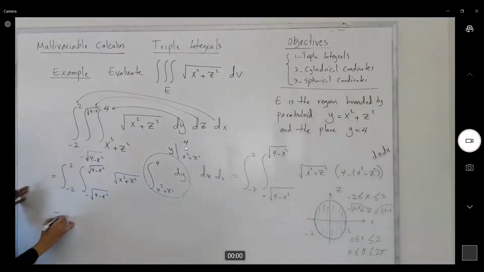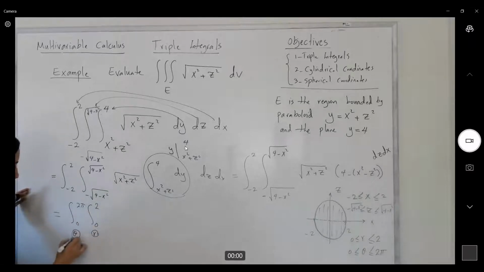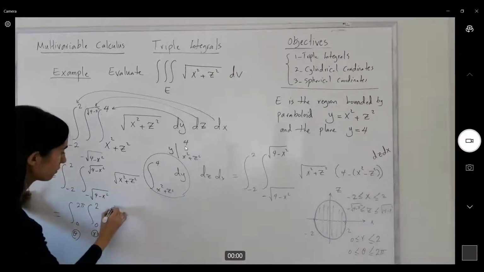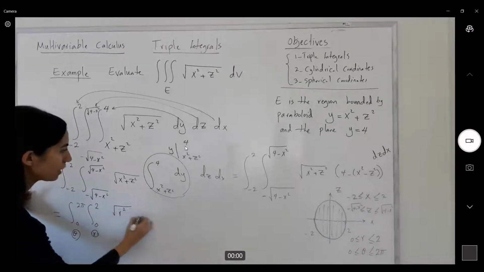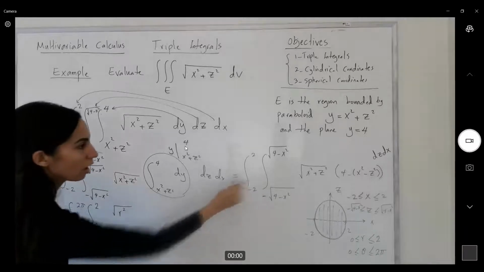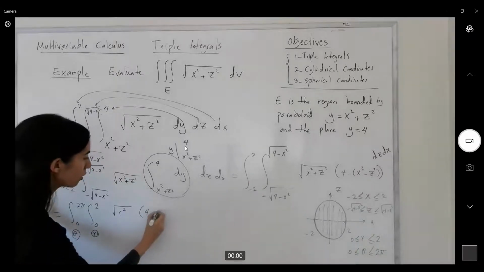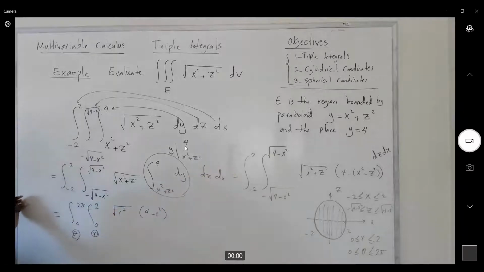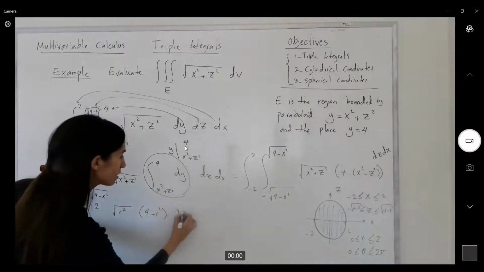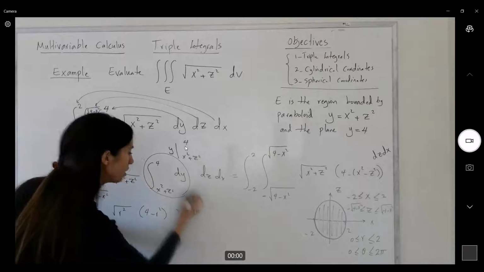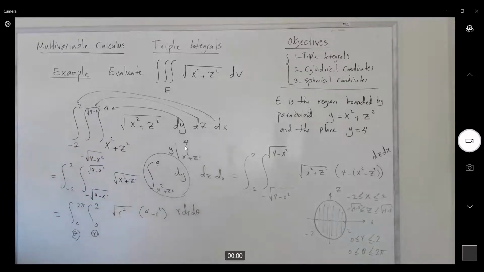So here I have the integral 0 to 2 pi, integral 0 to 2, this is my theta, this is my r. And here I have 4 minus r squared. Remember that since we are using polar coordinates, it is r dr d theta. Very well.